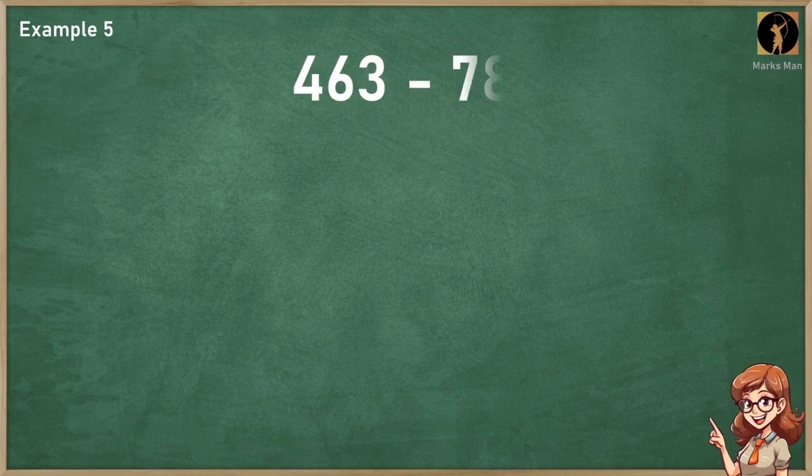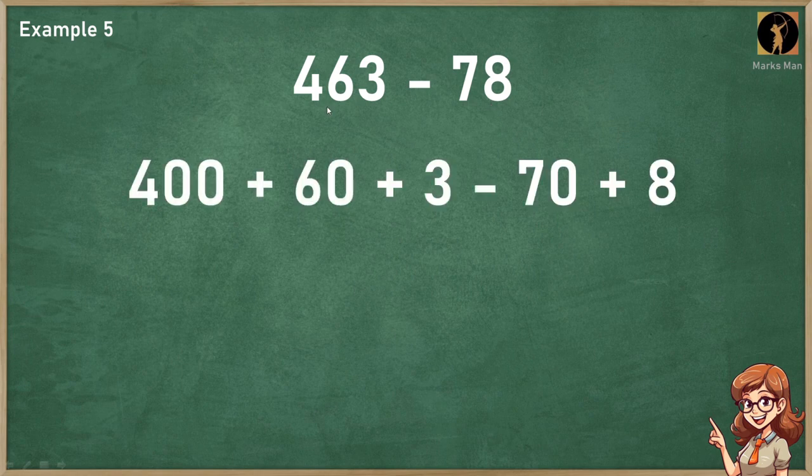Next example, what is 463 minus 78? So we have a 3-digit number minus a 2-digit number. So you just need to follow the steps. You need to break each number to its digit value. In 463, the value of 4 is 400 and the value of 6 is 60. The value of 3 is 3. Minus, in number 78, the value of 7 is 70. The value of 8 is 8.